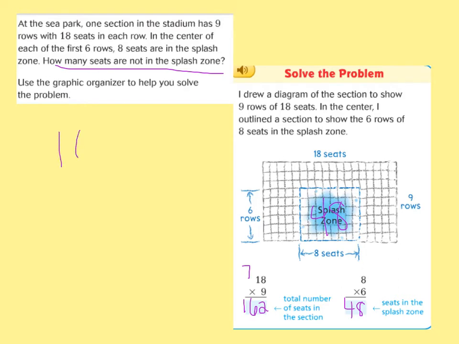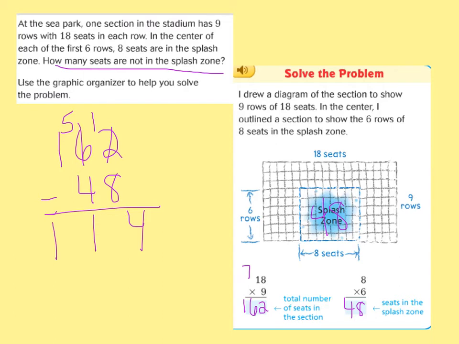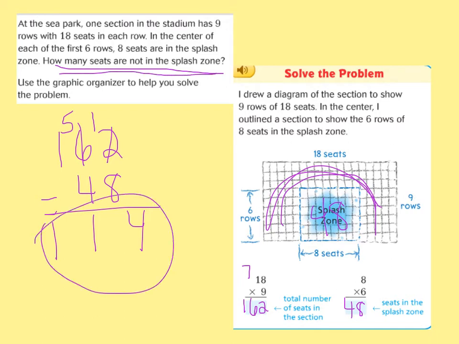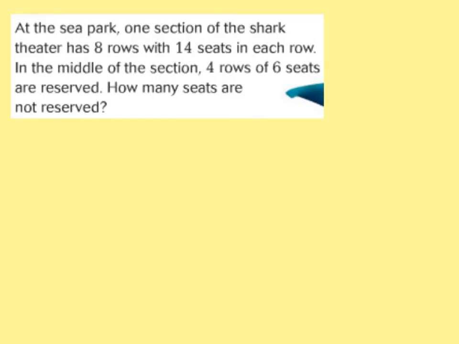So we know there's a total of 162 seats, and there are 48 seats that are in the splash zone. So now we can see that there are a total of 114 seats that are not in the splash zone. So how many seats are not in the splash zone? 114. First I had to find the total number of seats. Then I had to find the section that was the splash zone and take that away to give me the remaining 114 seats.